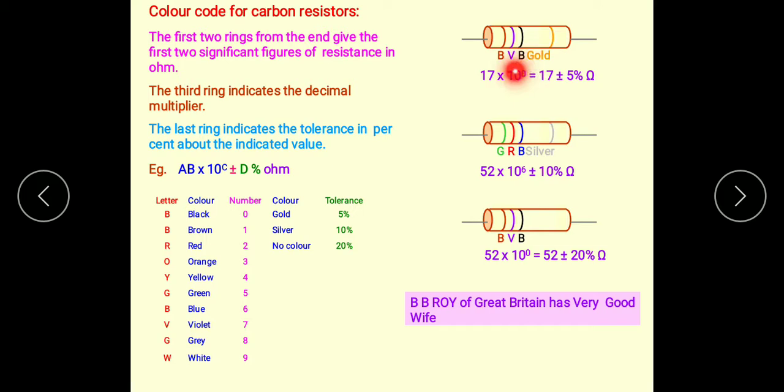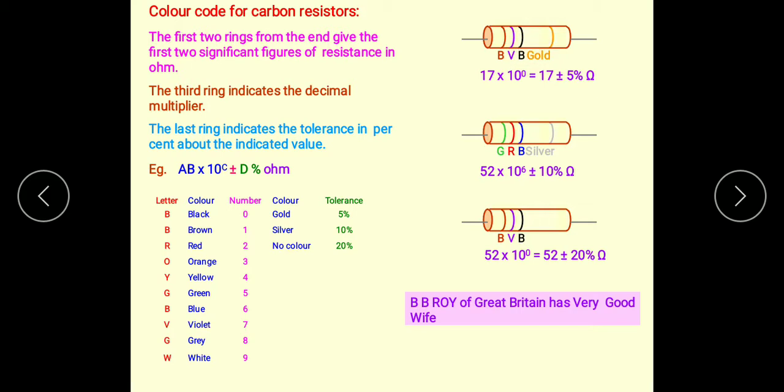So these are the color codes. We make 3 bands on the carbon resistor on one side. These are the 3 bands. What do these 3 bands show? These 3 bands show the value of the resistance. The first band shows the first digit of the resistance. The second band shows the second digit of the resistance. The value is then multiplied by 10 to the power, which is shown by the third band.